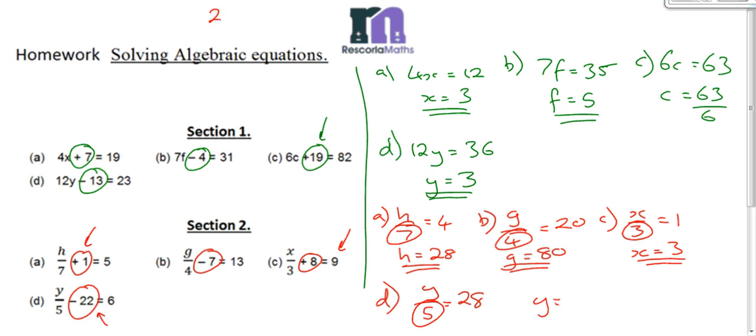And if you want, you can do 28 times by 5. 5 times 8 is 40, so that's 0, carry the 4. 5 times 2 is 10, plus the 4 is 14. So it's 140. So y equals 140. Well done if you got those ones correct.